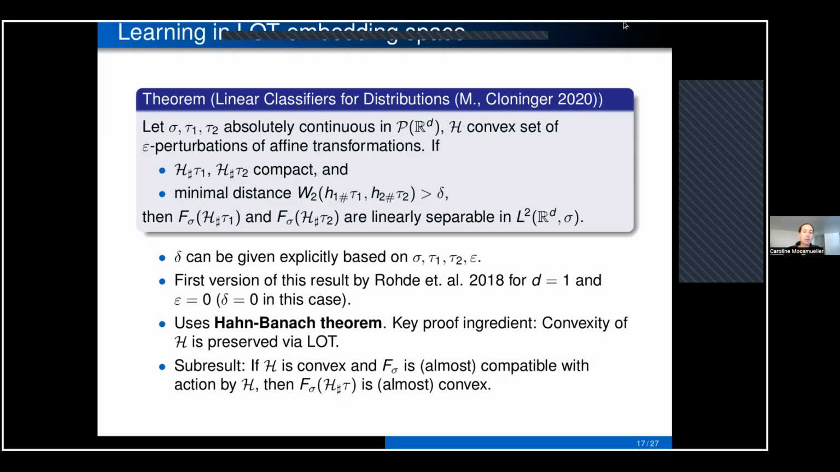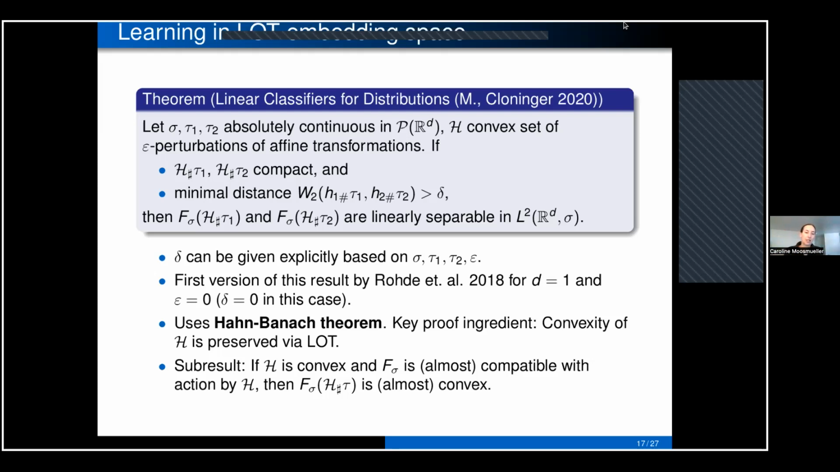So the good thing about this result is the minimal distance that we need in order for this linear separability to hold can be given explicitly, based on your choice of reference, what the 2 templates are to create the classes, and what epsilon is. Especially if epsilon is 0, so if there's no perturbation, delta can be chosen to be 0, meaning the 2 classes should just be disjoint. While if there is some perturbation error, they should be more than disjoint, but the delta can be given explicitly.